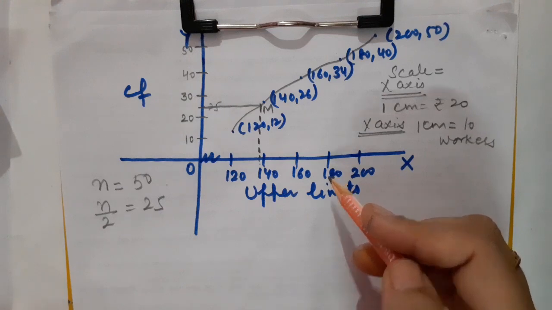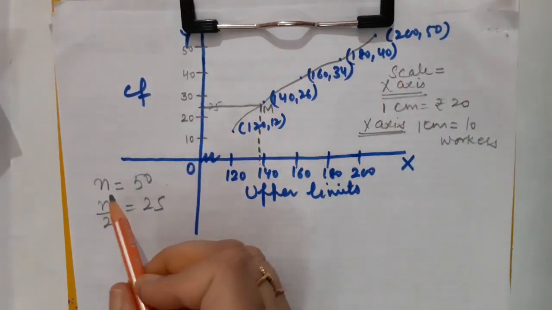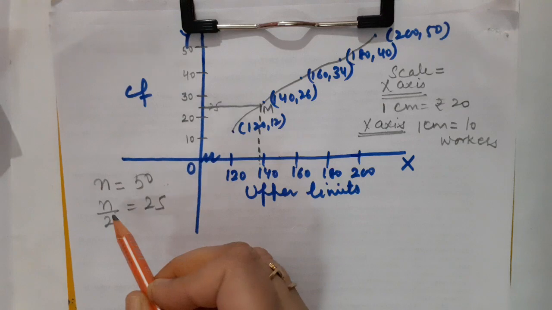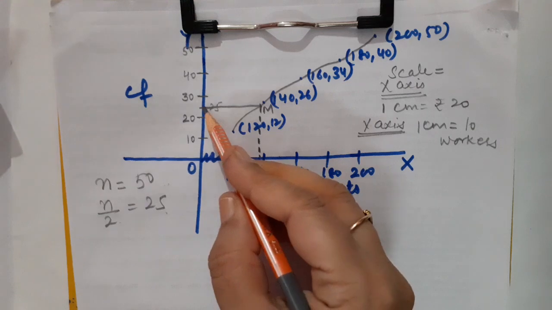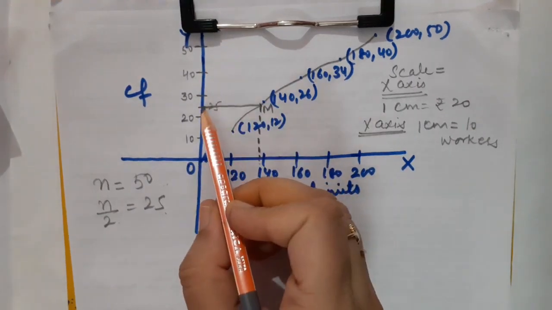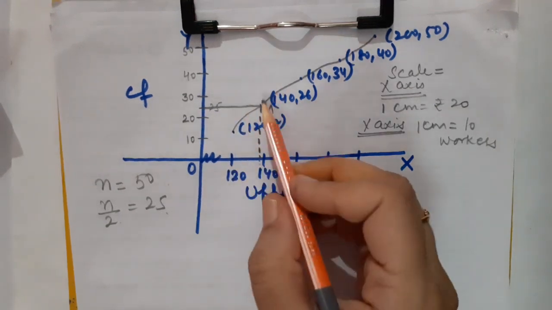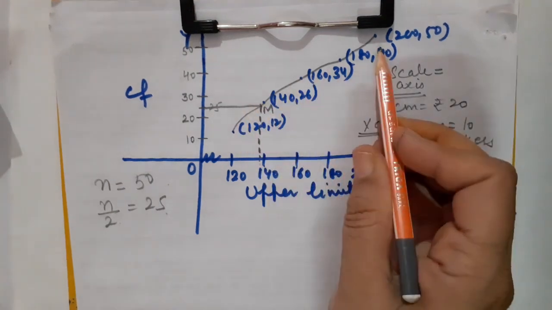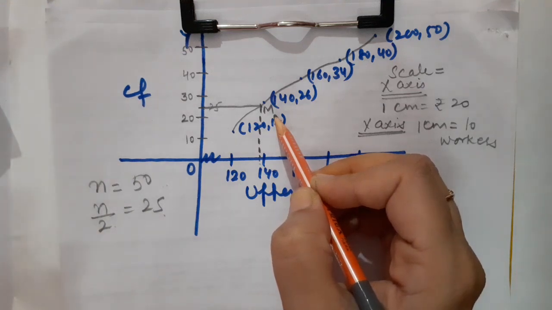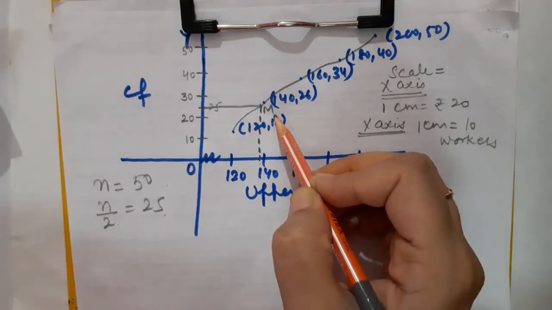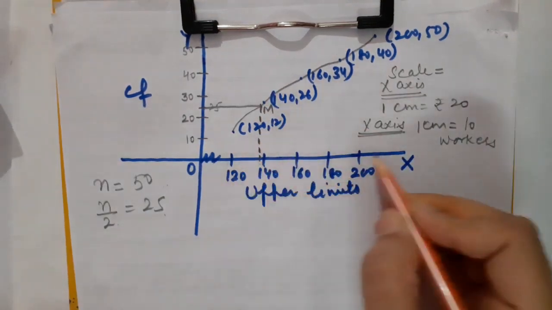Got it? I repeat, what I am supposed to do to calculate the median using less than type ogive. You will be having n, that is number of observations. Just calculate n by 2, which is equal to 25. You are just going to locate this 25 here on y-axis. Then from that point you are just going to draw a line which is parallel to x-axis. Definitely that line is going to touch the less than type ogive somewhere. Okay, so consider it, you can give any name. It is not necessary that you give the name as M only. So from that very point you are just going to draw a perpendicular line on x-axis.